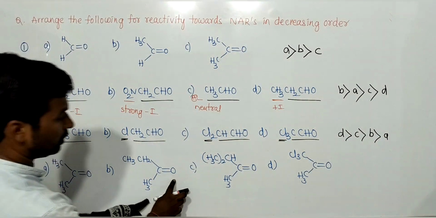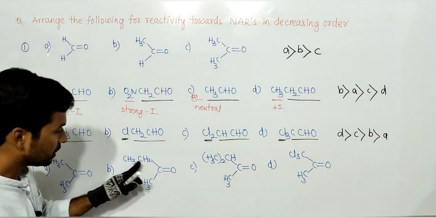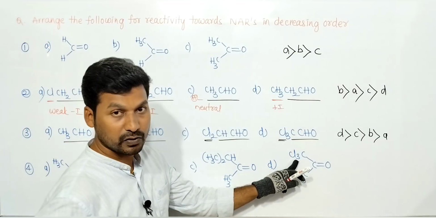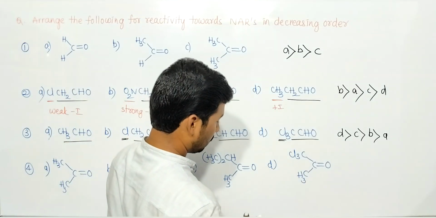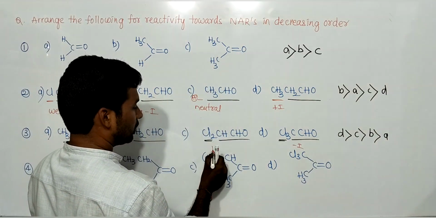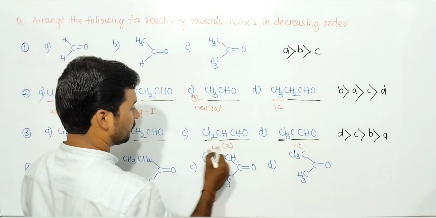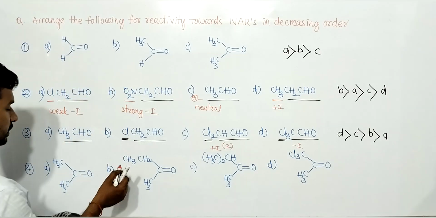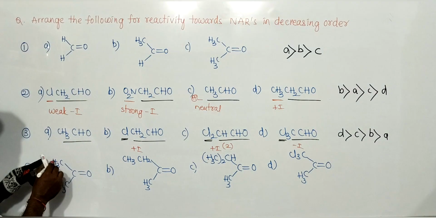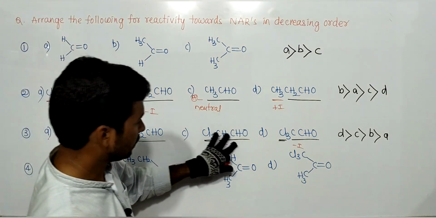Next question. CH3CO is common in all. What is changing? Here just CH3, CH3CH2, 2 CH3 groups, 3 chlorine groups. Chlorine groups have minus I effect. These are plus I effect. How many plus I effects? 2 plus I effects. Here only 1 plus I effect. Here this methyl group contains no hydrogen.